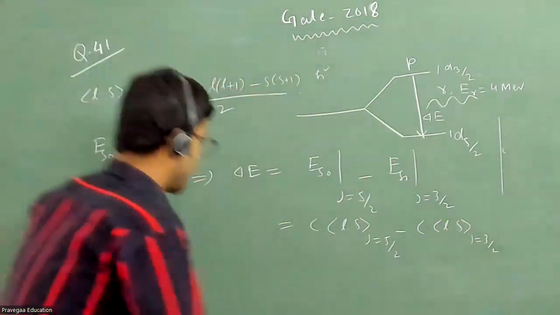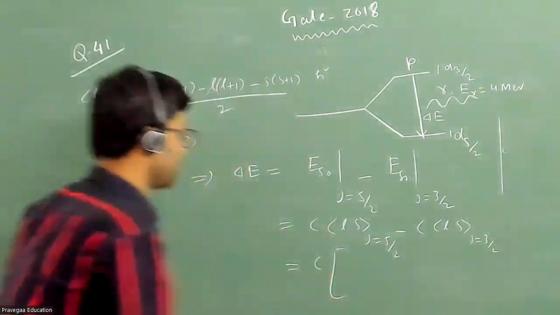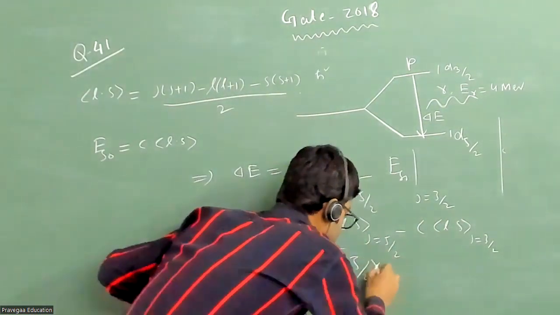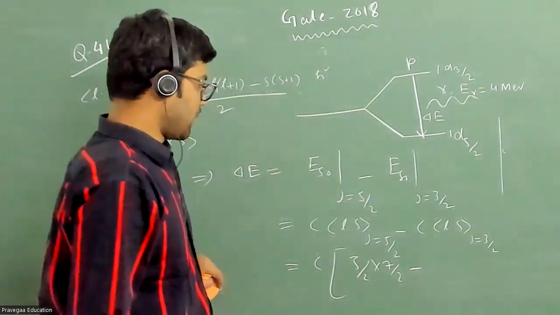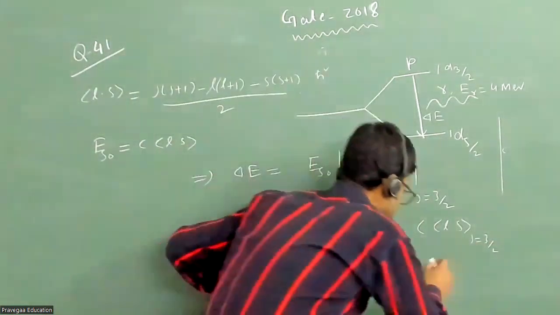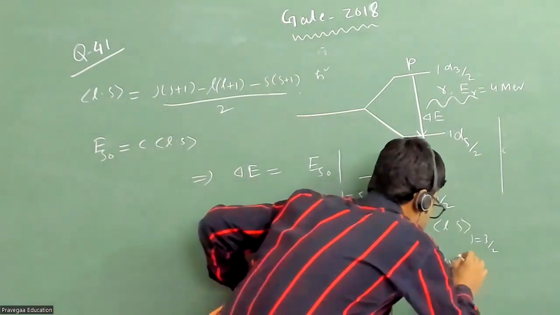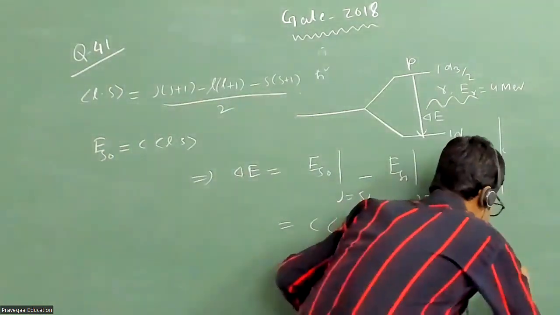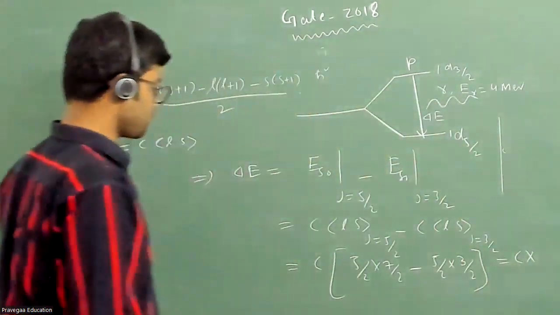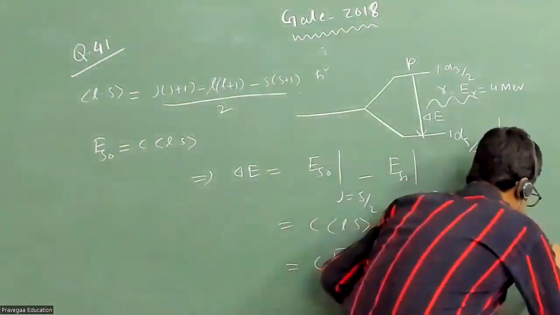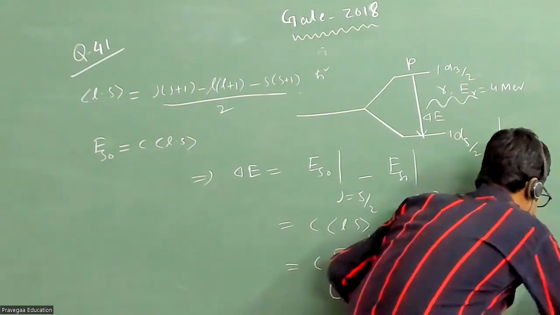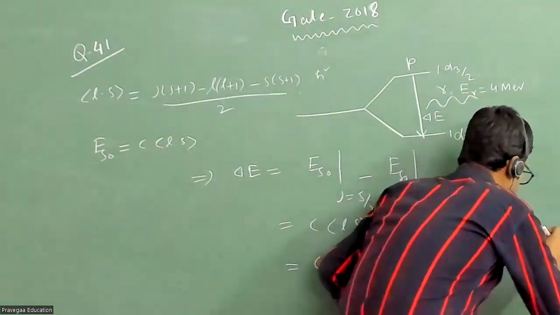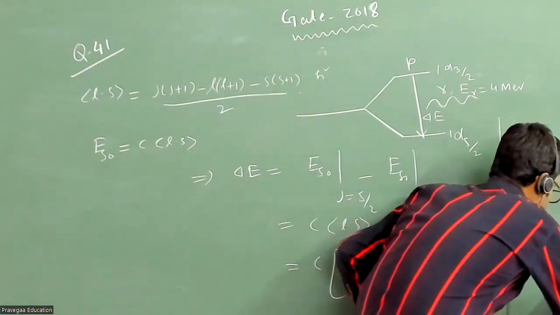Okay. And this will be how much? C will be common. From here, when J equals 5/2, J into J plus 1 will be 5/2 into 7/2, minus, for J equal to 3/2, J into J plus 1, which will be 5/2 into 3/2. So that will be basically C times 20/8. We cancel with 4, so this will be 5 and this will be 2. So that will be C into 5/2.